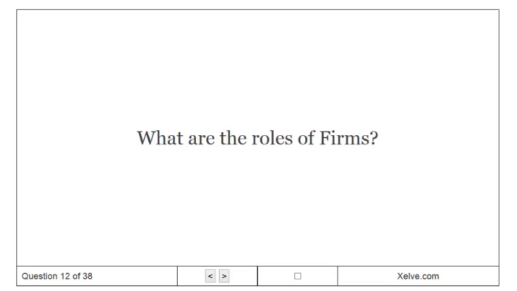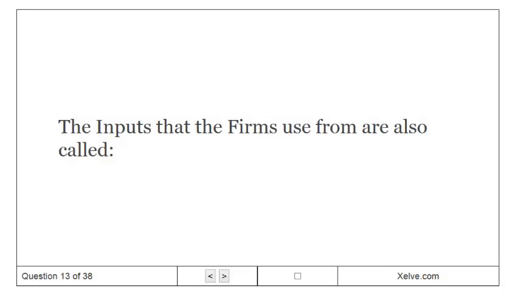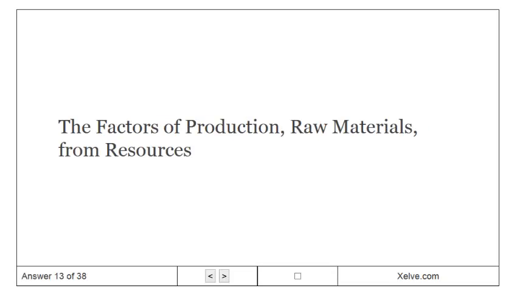What are the roles of firms? Produce goods and services using inputs, labor, land from natural resources and capital such as buildings and machines. The inputs that the firms use are also called the factors of production, raw materials from resources.